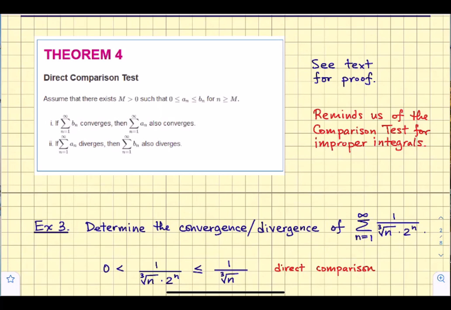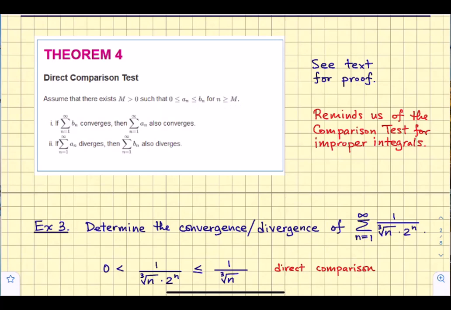Another one that is reminiscent of what we studied with improper integrals, when we had a comparison test there, is the so-called direct comparison test for infinite series. And it goes like this. Assume that there exists some positive integer m such that 0 is less than or equal to a sub n is less than or equal to b sub n for n greater than or equal to m.